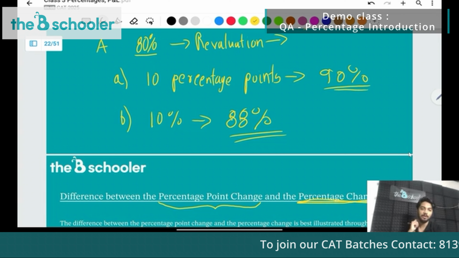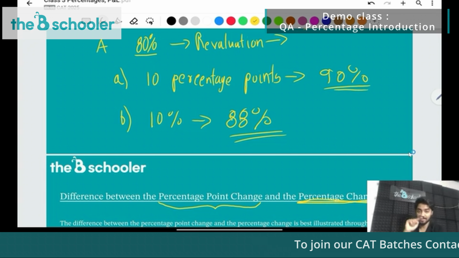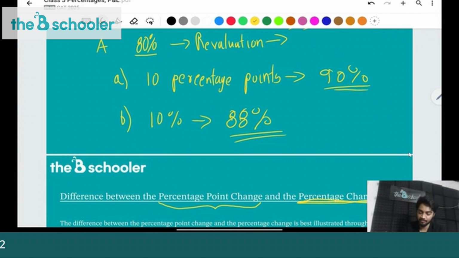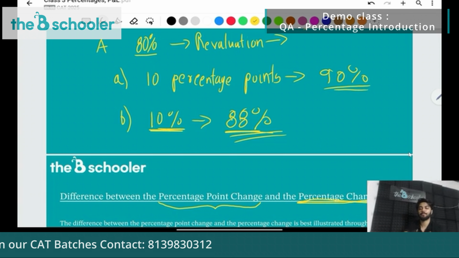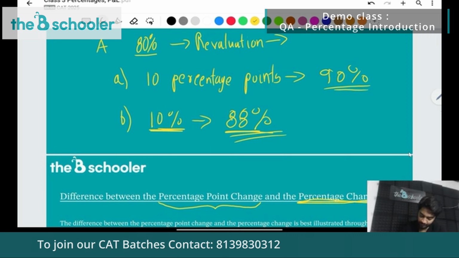Clear or no? So when you want to tell that the absolute change in percentage is 10, if you say 10% change, it is going to be confusing. So you say 10 percentage point change. So it changed by 10 percentage points. Okay? When you say the other, it gives a different meaning. Clear? Will this be clear? Okay. Fine.